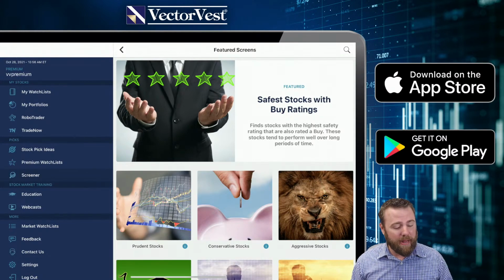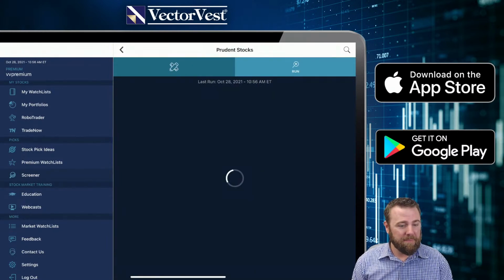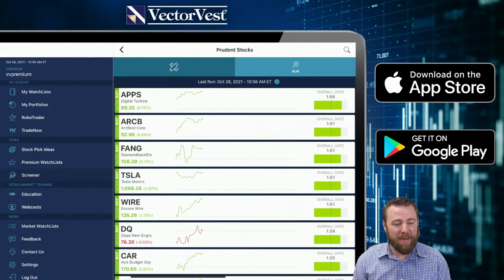All right, so let's go ahead and start off with the Prudent stocks here today. Shiba, I'm not going to talk about cryptos here today because we don't track the crypto exchanges. We track crypto stocks, but not the crypto exchanges. And I'm going to leave my own personal thoughts on Shiba for a later time.